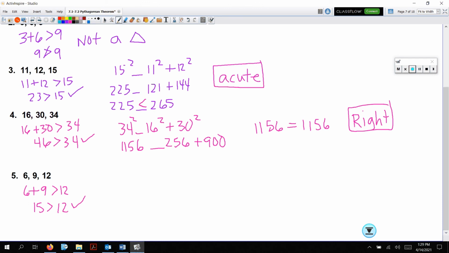Check that box. Now, 12 squared, not equals. We don't know what it is. We're not adding, so I'm going to put that little line there. 12 squared compared to 6 squared plus 9 squared. 12 squared is 144. 6 squared is 36. 9 squared is 81. And I add 36 plus 81. I get 117. 144 is greater than 117. So this triangle is obtuse.